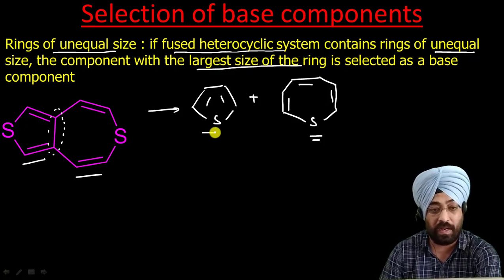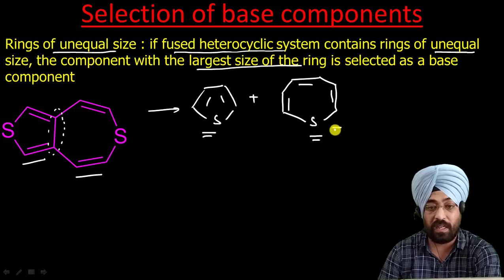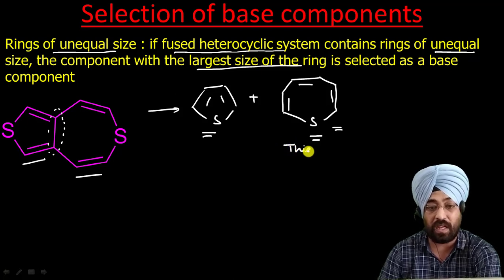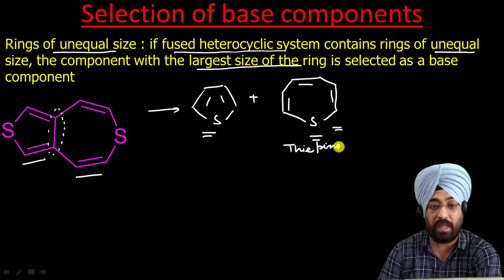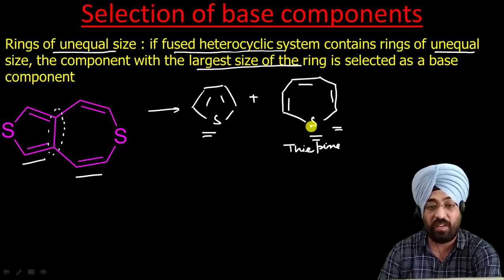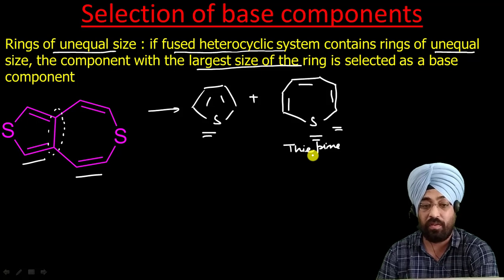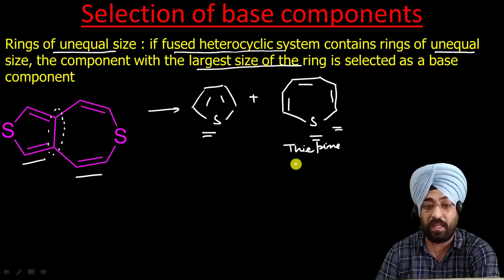Now it is a 5-membered ring, it is a 7-membered ring. So which is the largest ring? The 7-membered ring is the largest ring, so we will choose this as the base component. So it is thiepine; its common name is not available. This name is using the systematic Hantzsch-Widman rule, which we have already discussed. So this is our base component.